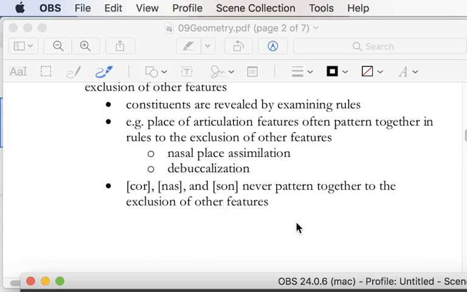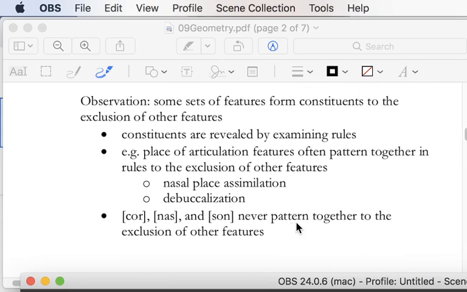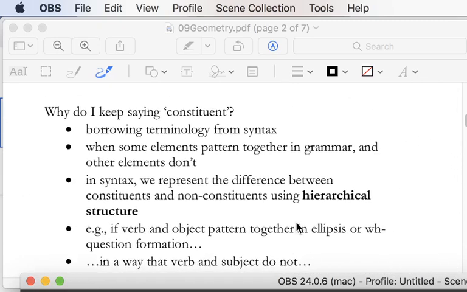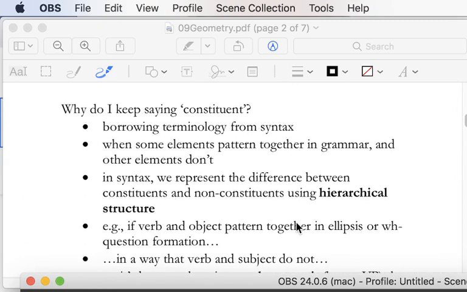We haven't seen any rules in here where coronal, nasal, and sonorant pattern together to the exclusion of other features, right? And the example that we just looked at of what a rule like that might look like doesn't look like anything that we've seen in class, and it doesn't look like anything that I've seen in my considerable experience with studying phonological patterns. So that's pretty clearly not a constituent. Right? Why do I keep saying constituent here? Well, I'm borrowing that term from syntax. And what does it mean in syntax?